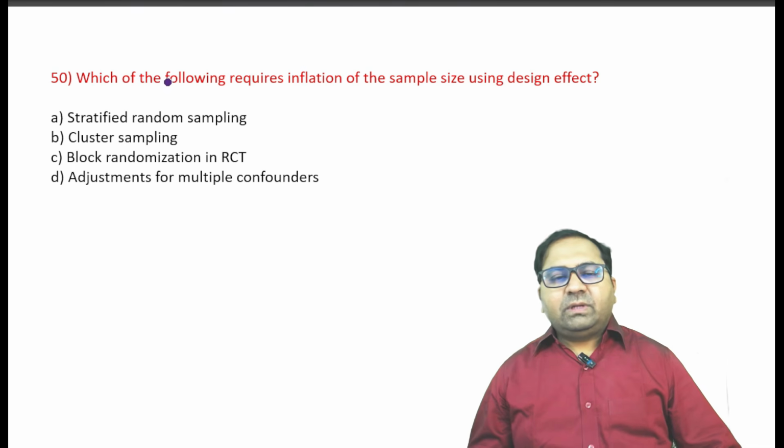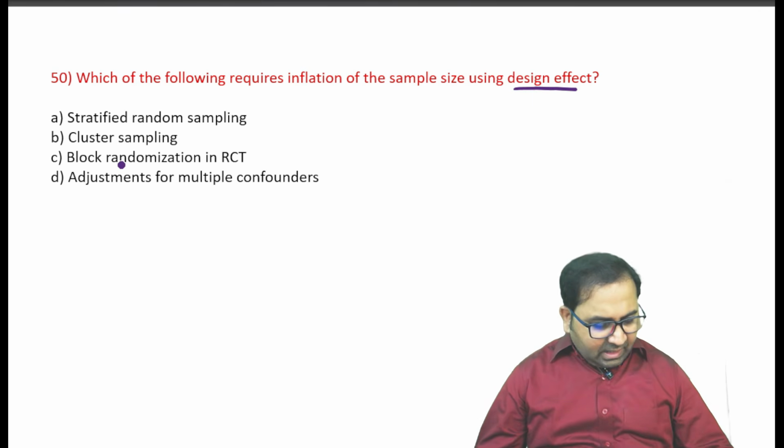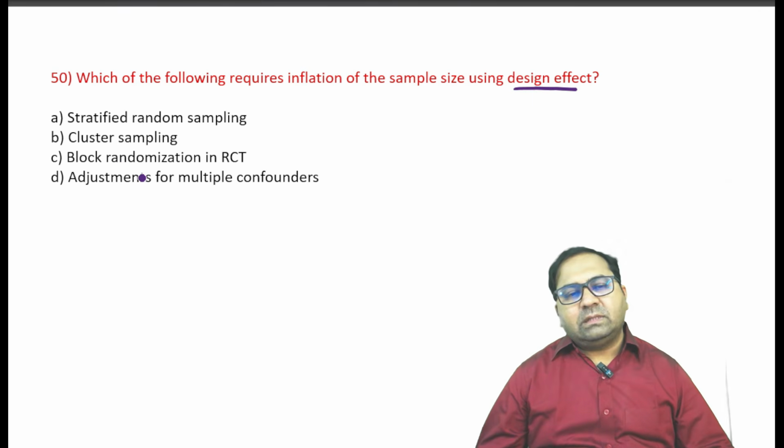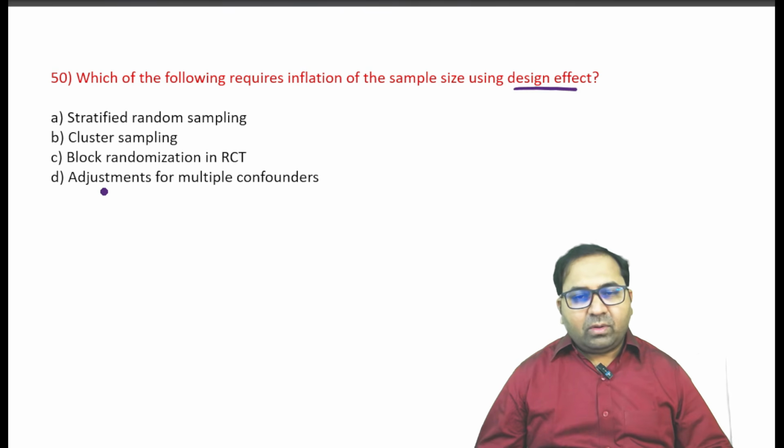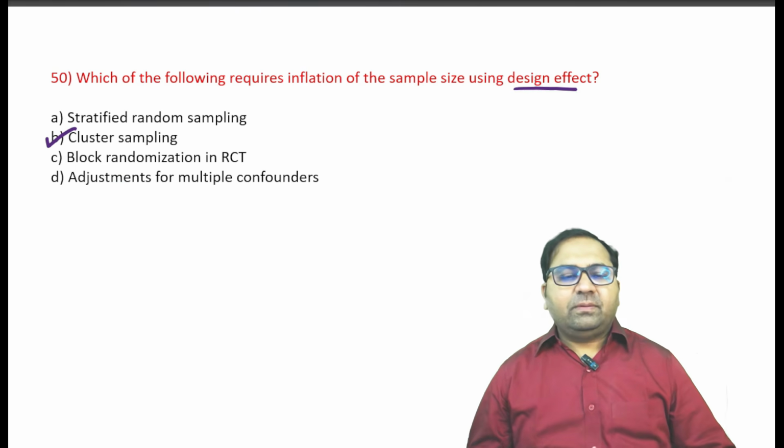Next question. Which of the following requires inflation of the sample size while using the design effect? The options are A. Stratified random sampling, B. Cluster sampling, C. Block randomization in RCT, or D. Adjustments for multiple confounders. So the answer for this question is B. Which of the following requires inflation of the sample size using the design effect? The answer is cluster sampling.